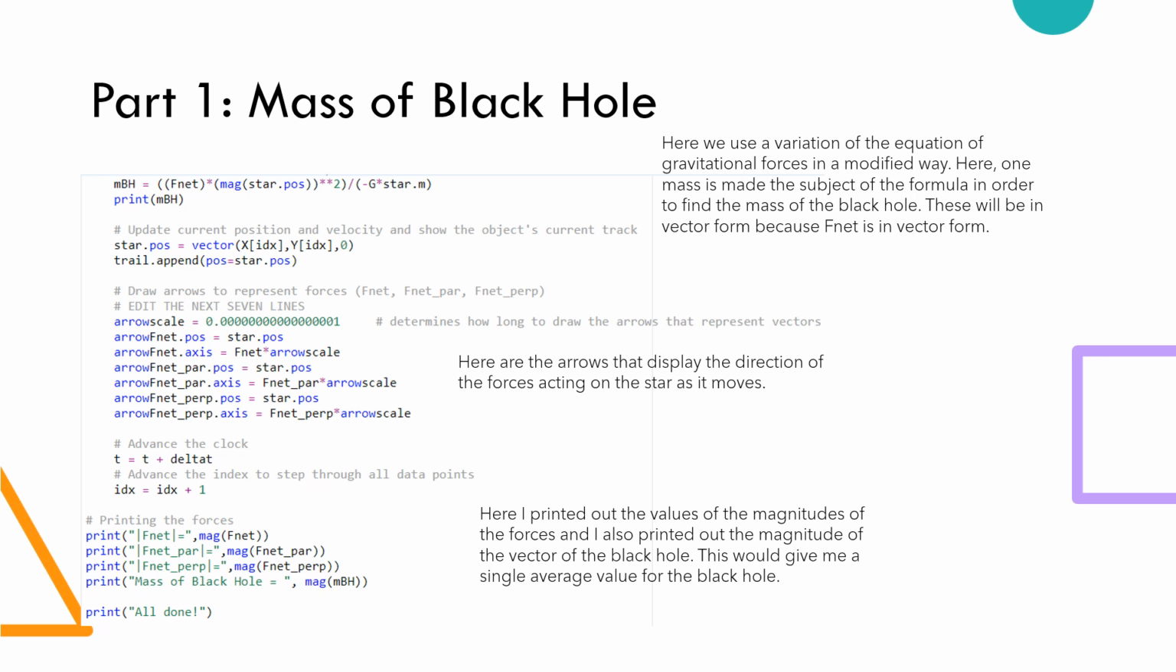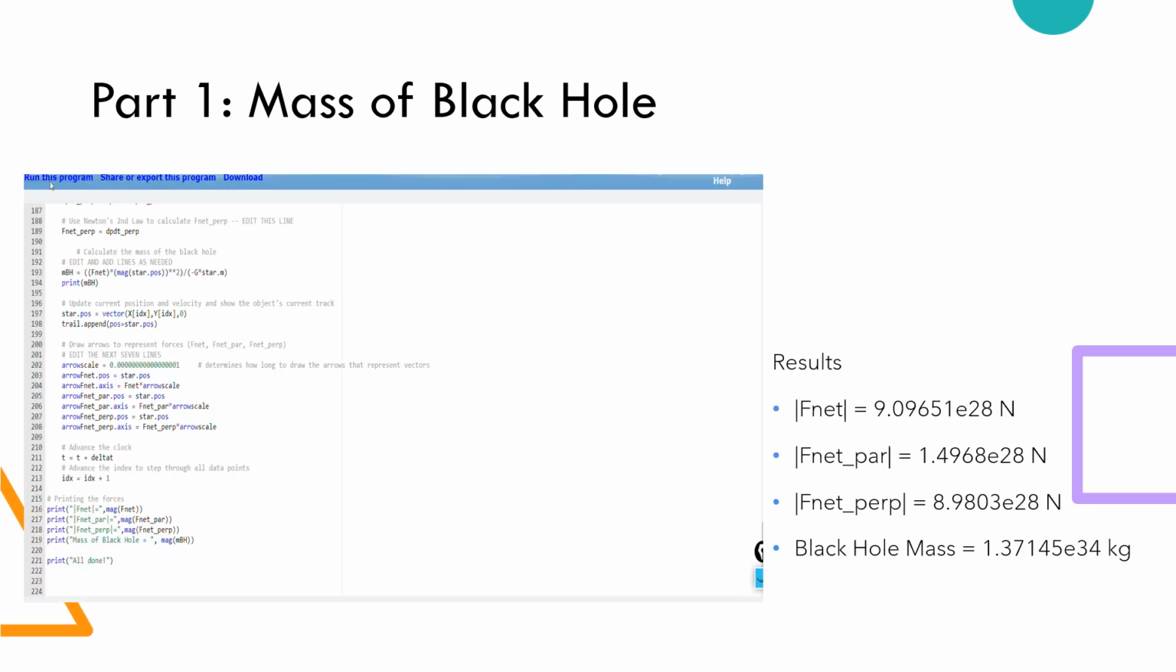Here are the arrows that display the direction of forces acting on the star as it moves. Here I printed out the values of the magnitudes of the forces, and I also printed out the magnitudes of the vectors of the black hole. This would give me a single average value for the black hole. The results of part 1.